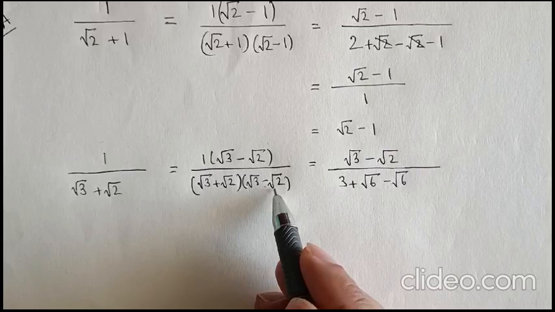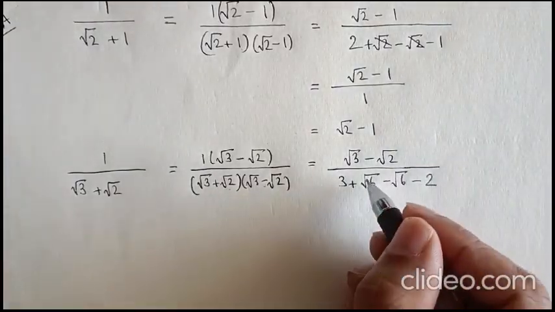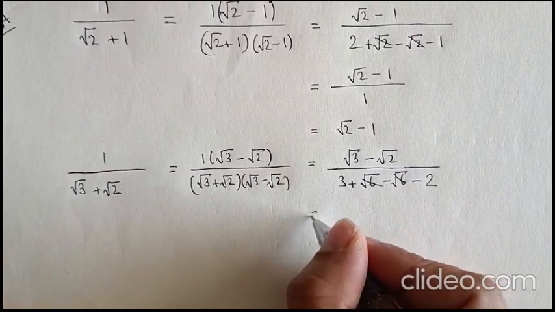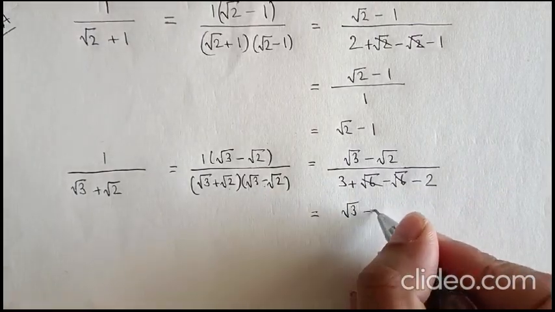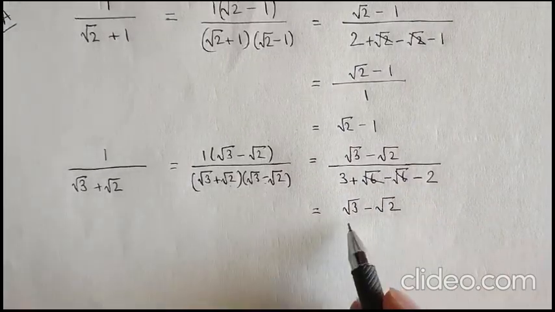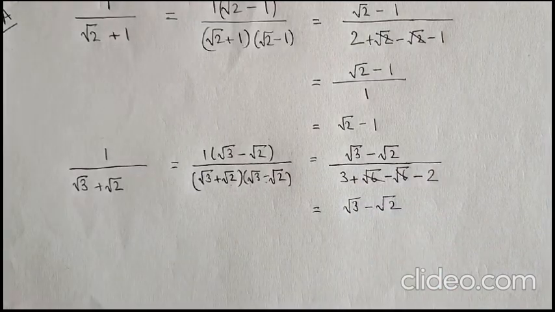Plus root 2 into minus root 2, multiplying these two together gives us minus 2. So these two will get cancelled. 3 minus 2 is equal to 1. So this is nothing but root 3 minus root 2. Divided by 1, so I am not specifying that here. It is just equal to root 3 minus root 2.